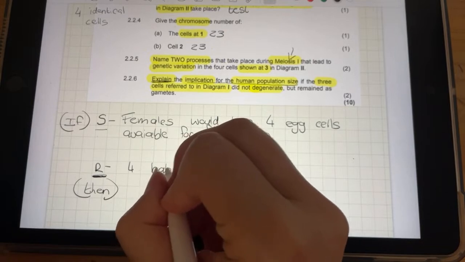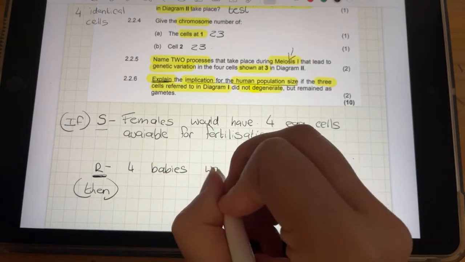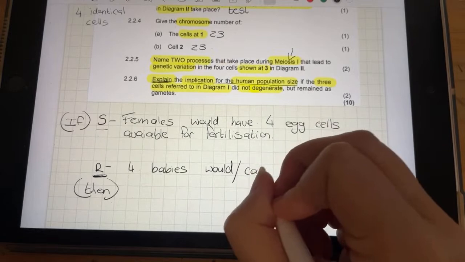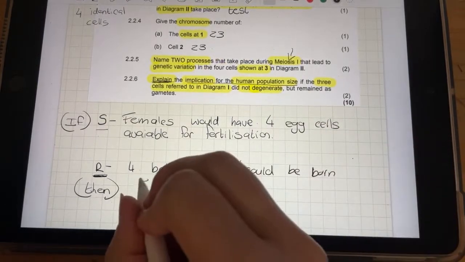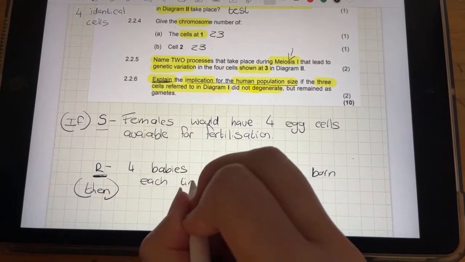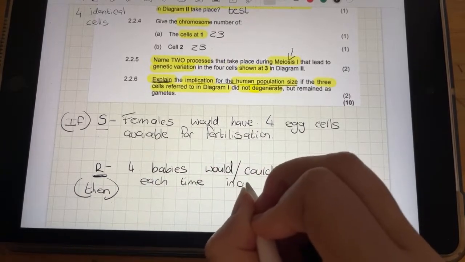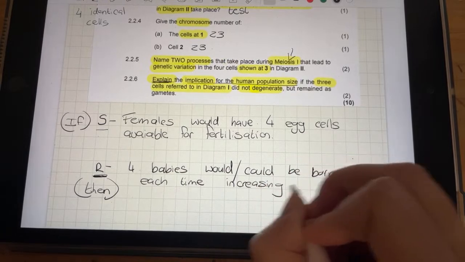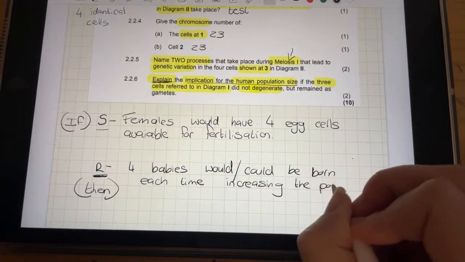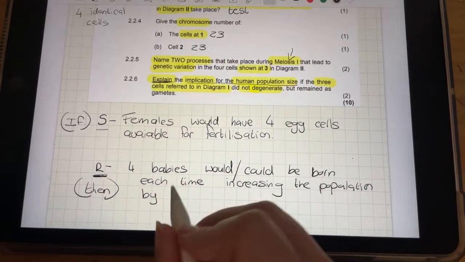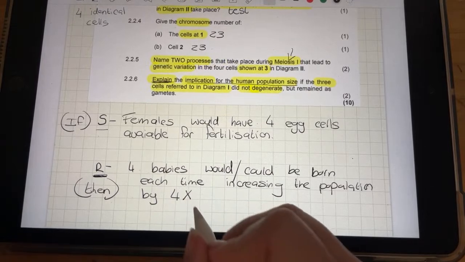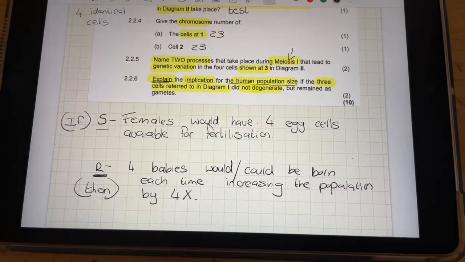So if females had 4 eggs available for fertilization, then 4 babies would, or maybe we can even say could, be born each time, increasing the population by 4 times. Okay, I hope that helps you break down how to give statement and reasons for explaining questions.